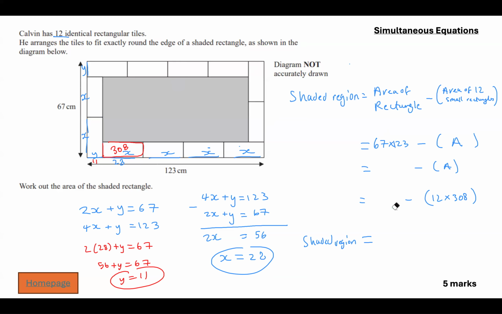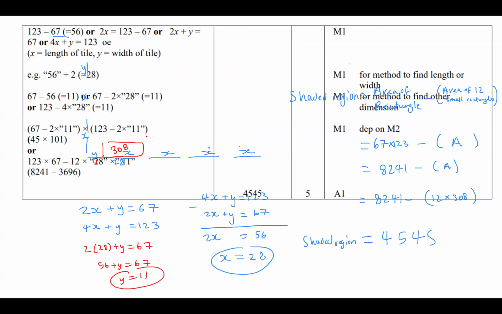Okay, so 67 times 123 is 8,241. Right, so now this should make sense. So 8,241 minus 12 times 308 leaves us with 4,545. And let's see if this is the correct answer. 4,545 is in fact the correct answer.